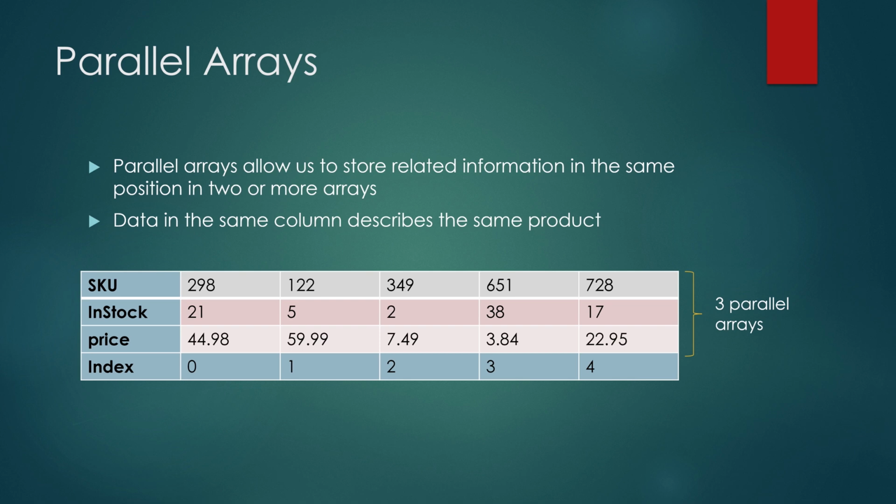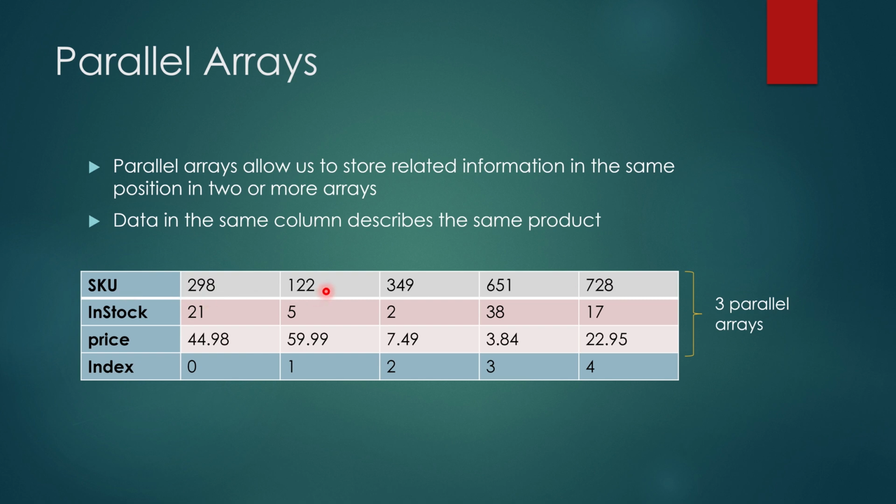Parallel arrays are another way that we can store a lot of related information in multiple arrays. So here I've declared 3 arrays. This is an array of 5 integers. In stock is an array of another 5 integers representing how many items we have in stock, and price is an array of doubles representing the price of each item. So SKU is a stock keeping unit, and it's that number that many stores use to represent every unique product in the store.